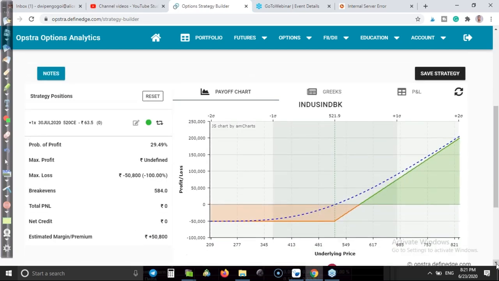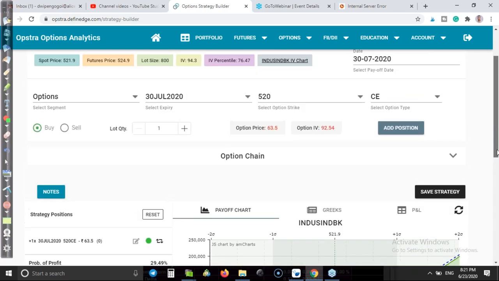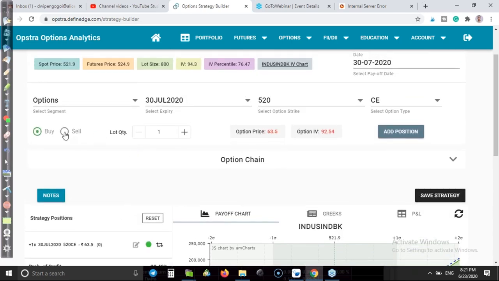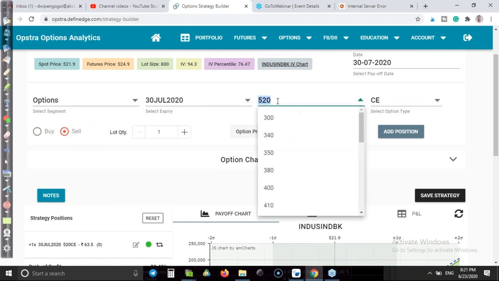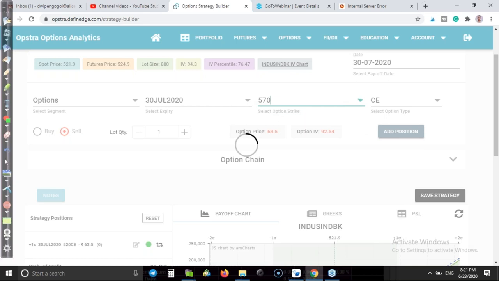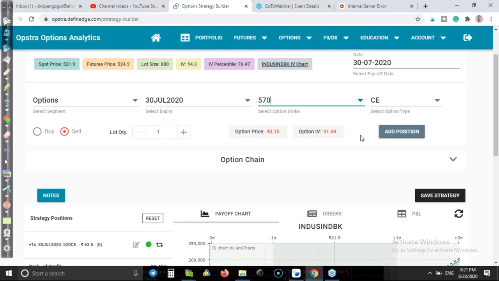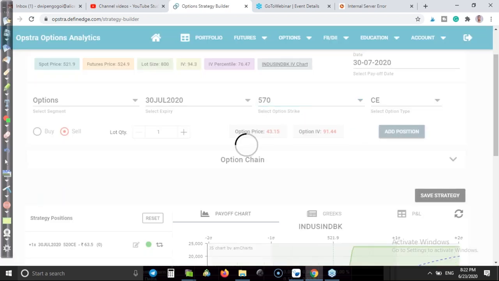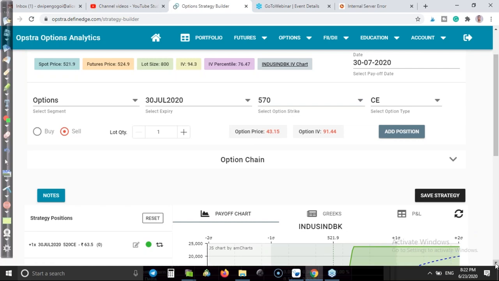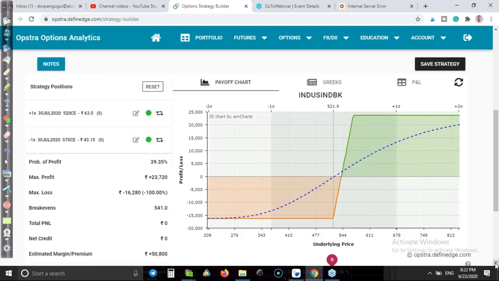All right, it should look like that. Now what are we going to do? Same option expiry date, but a different strike. What is the strike price? 570, am I right? 570. Both options are there, and you can check the IV percentile, option chain, delta, gamma, whatever you want. All right, how does it look like that?